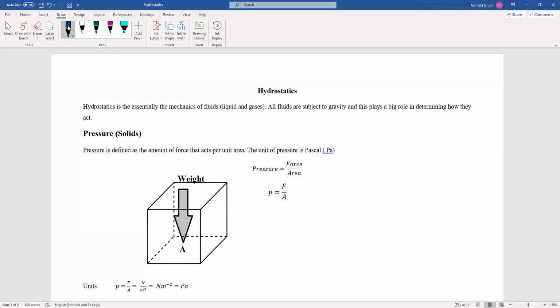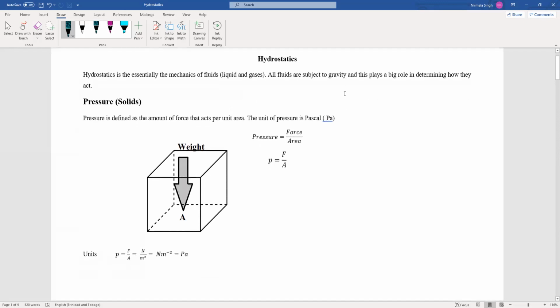Thank you. All right, we're going to talk about liquids and gases because liquids and gases are considered to be fluids because their behavior is essentially the same. All right, down to the very base of it, the behavior of liquids and gases is really, really similar. So we classify them both as fluids. All fluids are subject to gravity, and this plays a big role in determining how they act. So we're going to look at pressure. There are two ways to work out pressure. There's pressure exerted by solids and pressure exerted by liquids or by fluids.